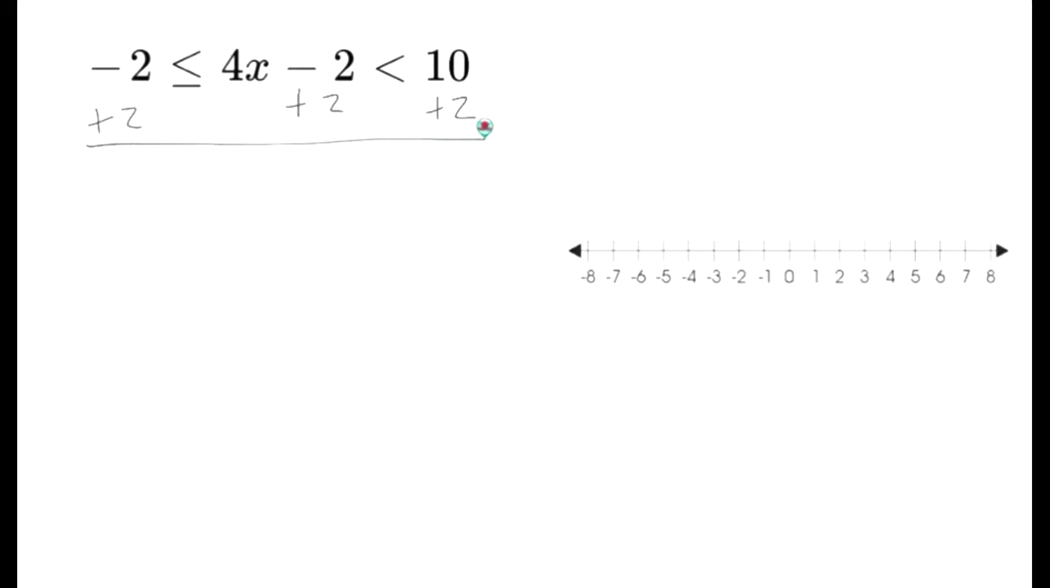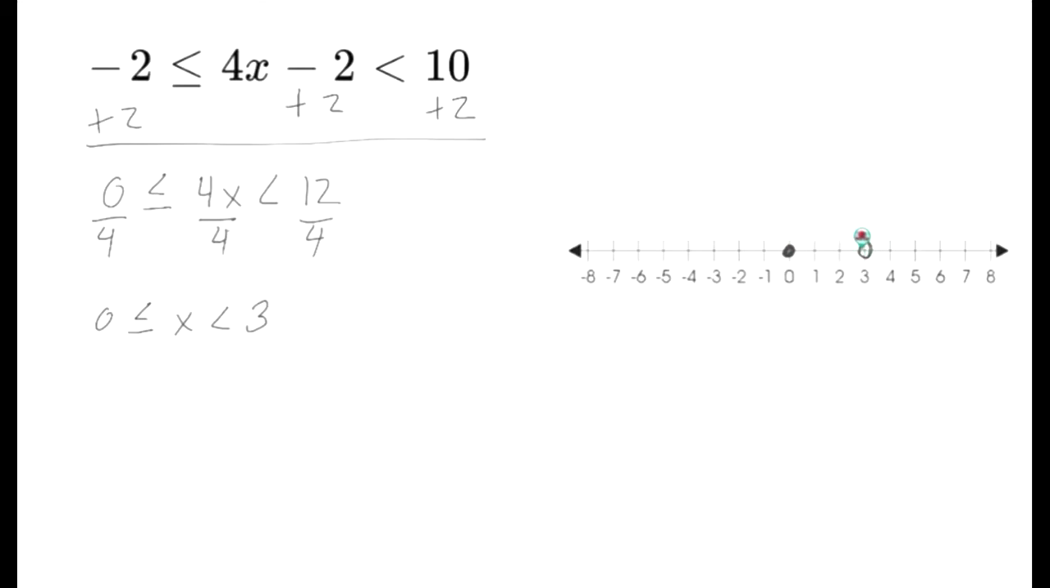Okay, well, that's going to give me 0 is less than or equal to 4x is less than 12. Now I'm going to divide everything by 4 to get rid of this 4 here in the middle. Okay, so I get 0 is less than or equal to x is less than 3. Now, I want to graph this and see what it looks like. So I'm going to put a closed dot on 0. I'm going to put an open dot on positive 3.